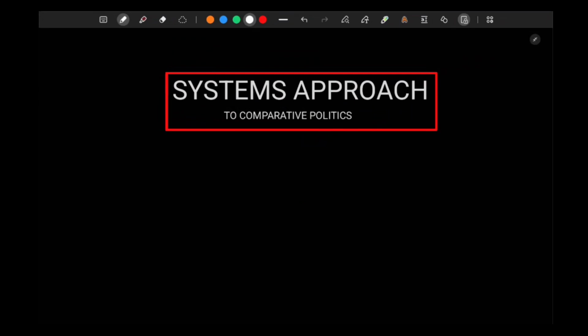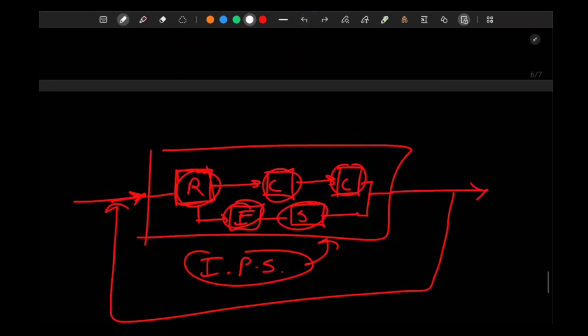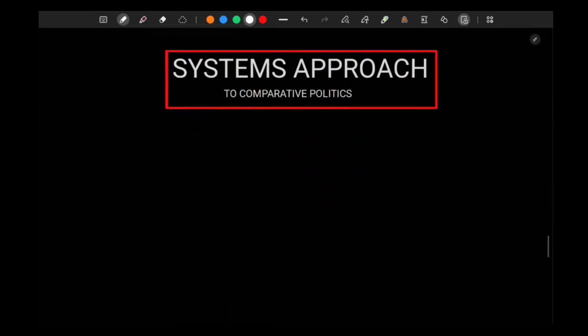What is the agenda of this lecture? It is the systems approach. To understand the systems approach, you must understand what is system, not the systems approach, but what is system, and who gave this approach to comparative politics. Again, David Easton gave this approach, and why did he give it? Because of behavioralism.